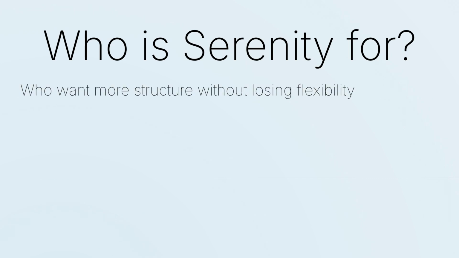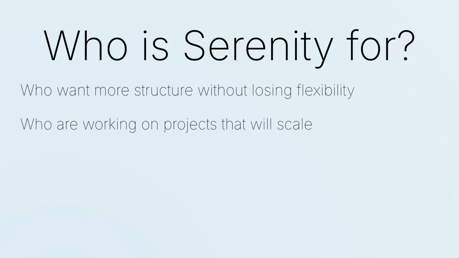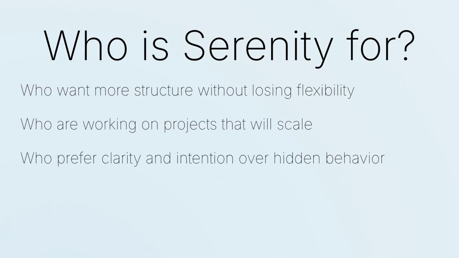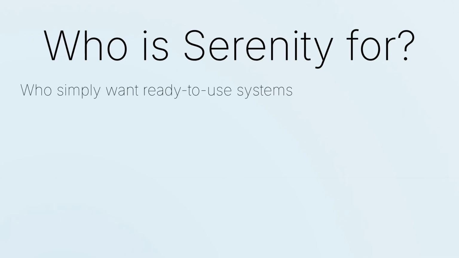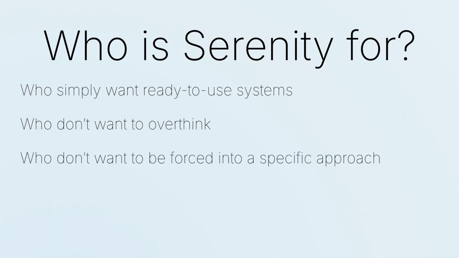Serenity is designed for developers who want more structure without losing flexibility, are working on projects that need to scale over time, and prefer explicit architecture over implicit behavior. It is also a good fit if you simply want ready-to-use systems that work out of the box, with sensible defaults you don't need to overthink, and allow you to go deeper only when you decide to. Serenity adapts to how involved you want to be. It is especially useful if your project is already growing or you want to cleanly isolate systems without a full rewrite.